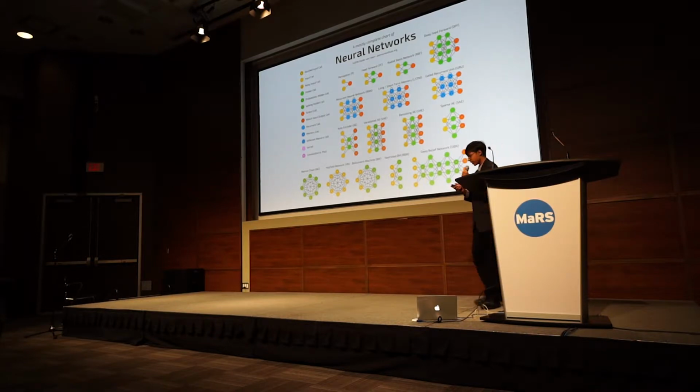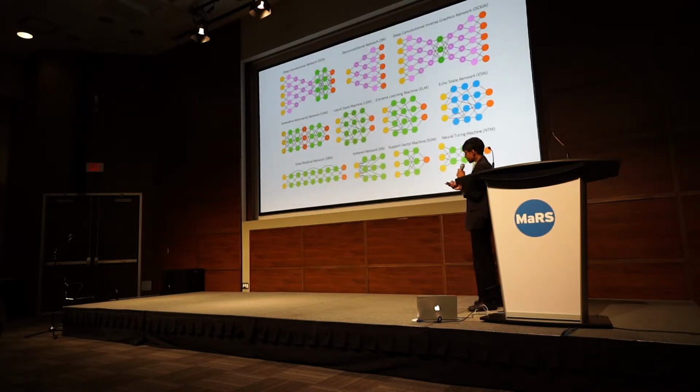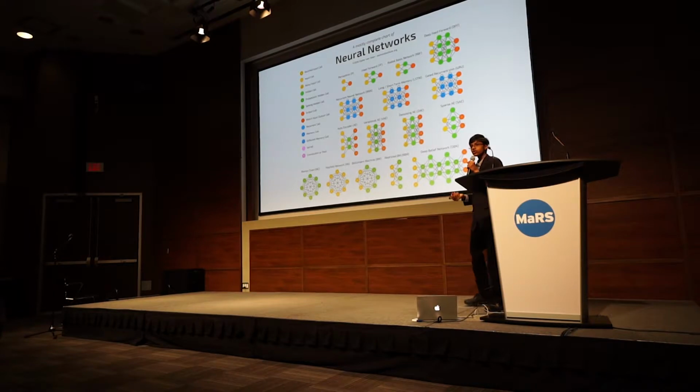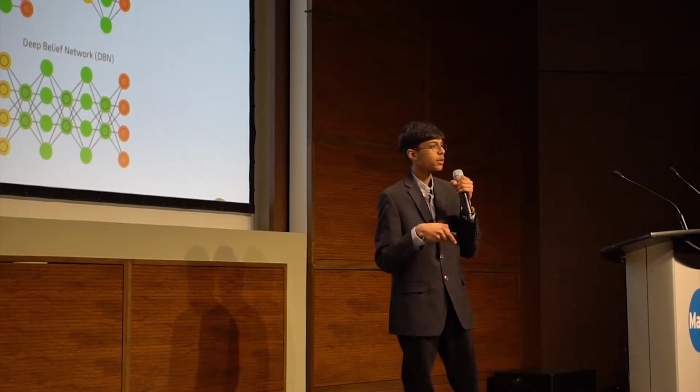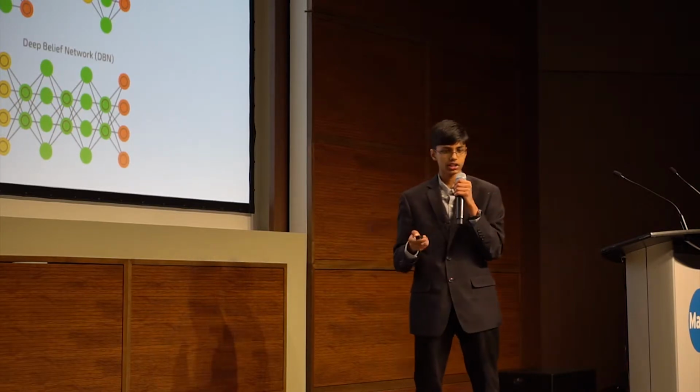There are various neural networks, but there are two main kinds: the supervised ones and unsupervised ones. The ones that use supervised learning are the simpler ones, and they're used extensively in pattern recognition and voice recognition.